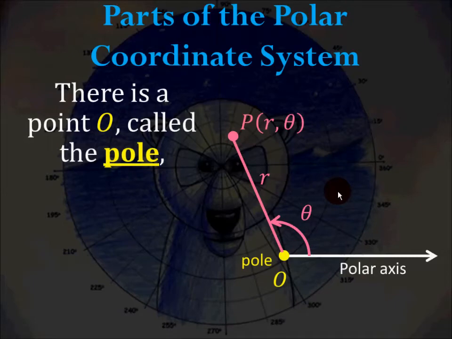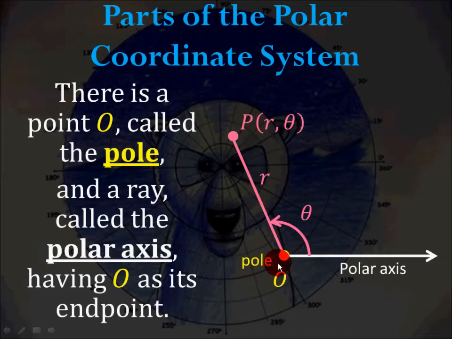So, parts of the polar coordinate system. There is a point O which we will call the pole. And if you take a look at this background behind me, you will see something that looks like a polar bear. At the very center, this is going to be called the pole where I'm pointing. I don't know if you can see it on the video. You're also going to have a ray starting from the pole that's going directly to the right. This is called the polar axis, and it has O as its endpoint. So this is the starting point. Just like when we did angles in standard position on the coordinate plane, you had a point at 0, 0 going to the right. Here you're going to have a pole at point O and a ray going to the right called the polar axis.